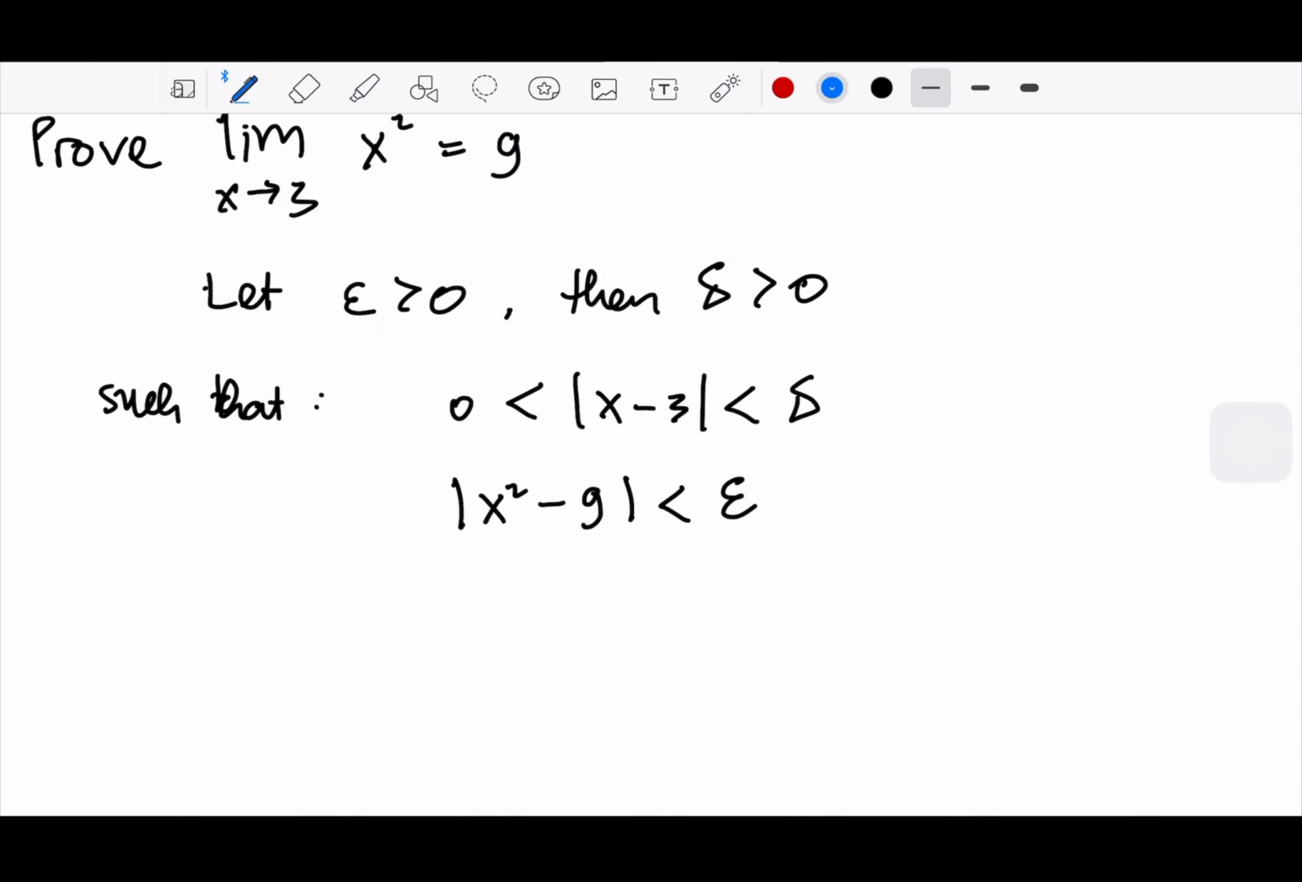First, to make our equations easily connected to x minus 3, I think the best way is to separate the factors, right? So that we can have x minus 3 in here. We can have some connections.